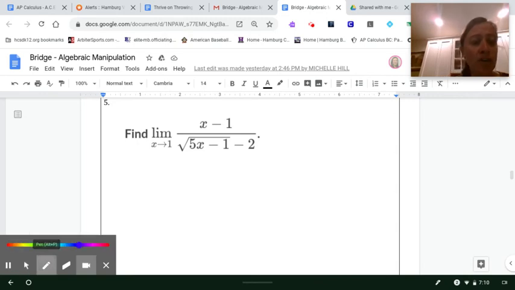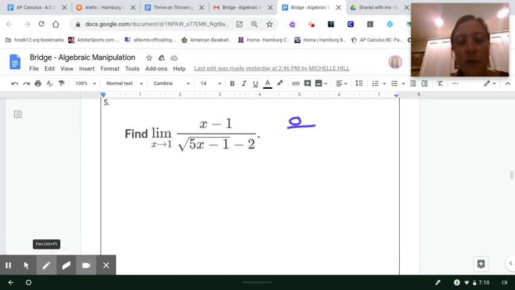So method 1, we're going to try direct substitution again. 1 minus 1 is 0. 5 minus 1 is 4. The square root of 4 is 2. 2 minus 2 is 0. And we end up with 0 over 0, indeterminate. So now if you look at your list of options, there's nothing to factor here. There's no GCFs, there's no trinomials, there's nothing to factor.